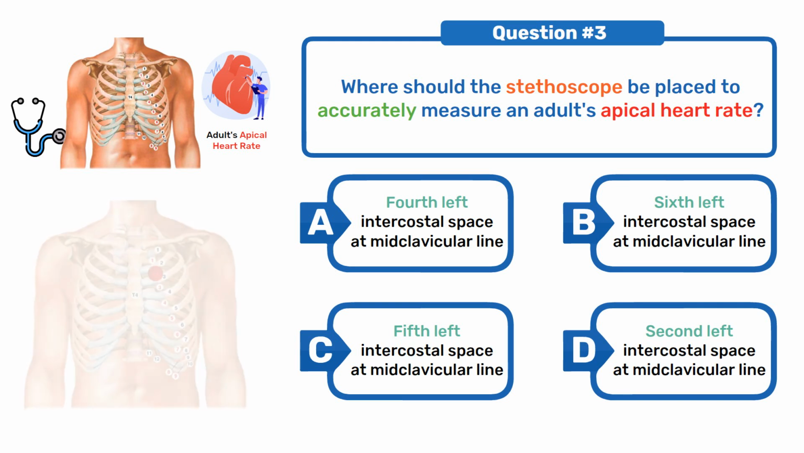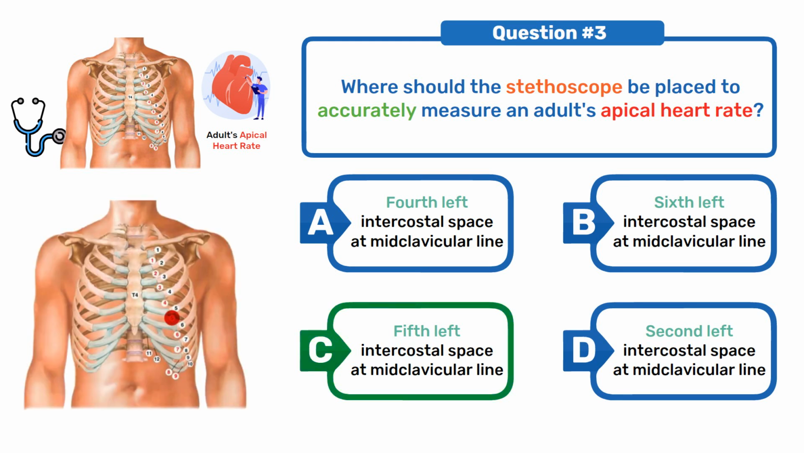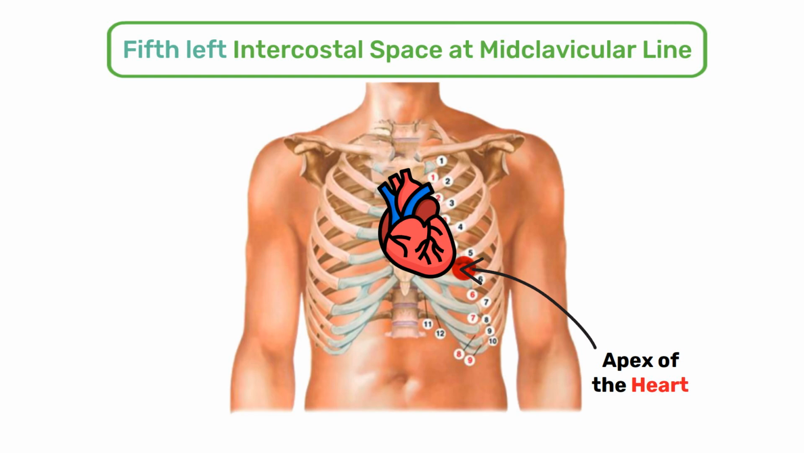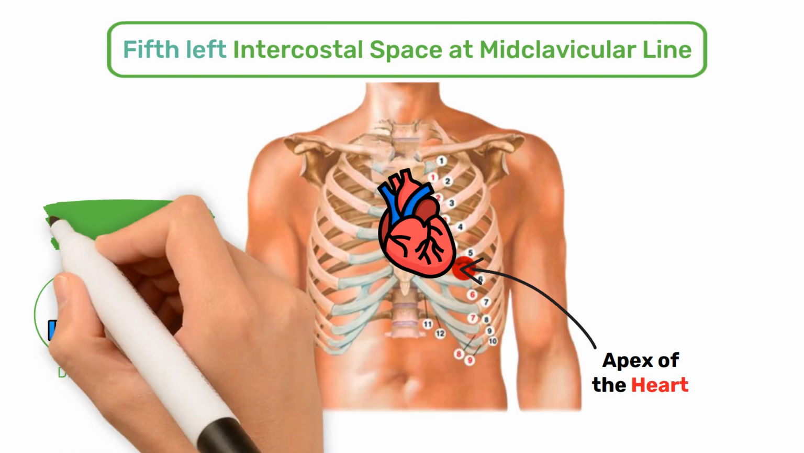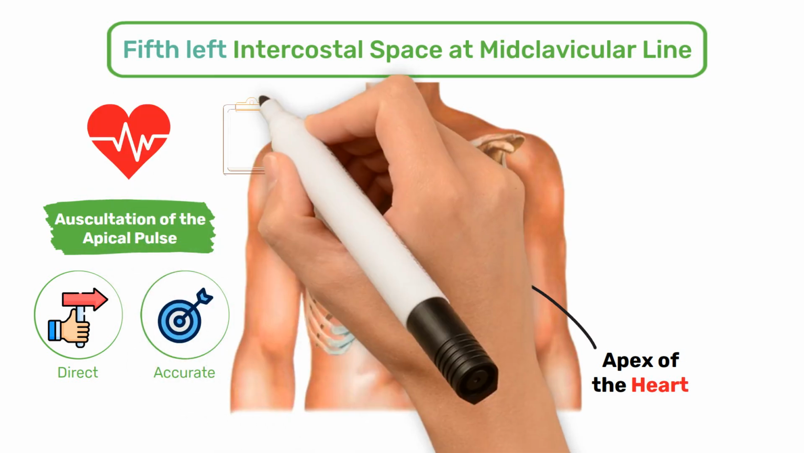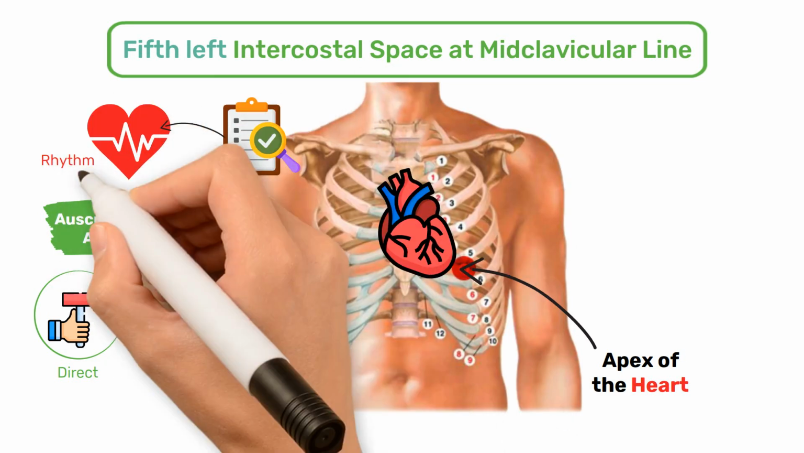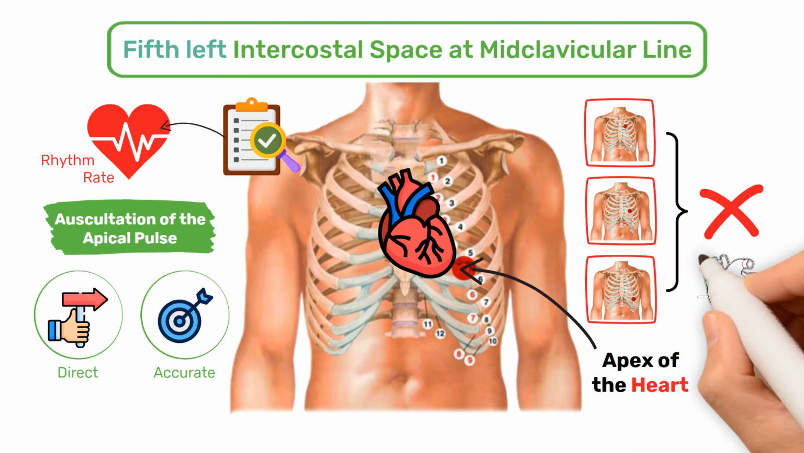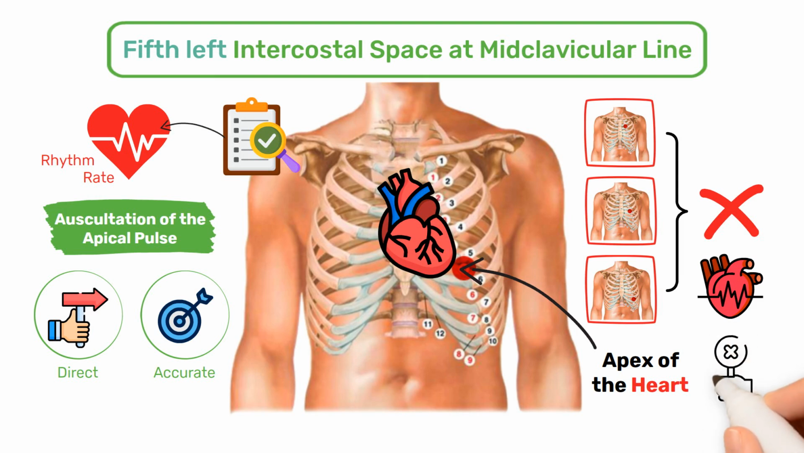The correct answer is C. Fifth left intercostal space at the mid-clavicular line. This location is directly over the apex of the heart, allowing for the most direct and accurate auscultation of the apical pulse. It's crucial in ensuring a reliable assessment of the heart's rhythm and rate. The other locations are not optimal for apical heart rate measurement and could lead to inaccurate readings.